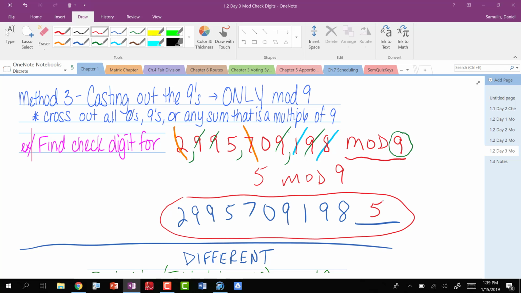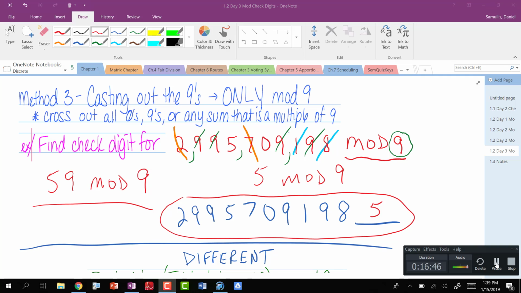Now, why did this work? This actual sum is 9, 18, 27, 36, 45, 54 plus 5. The full sum is 59. Guess what the remainder is? 59 mod 9, I mean. It is 5. 9 goes into 54, with a remainder of 5 anyway. So casting out the 9s just reduced the sum and gave the same remainder.